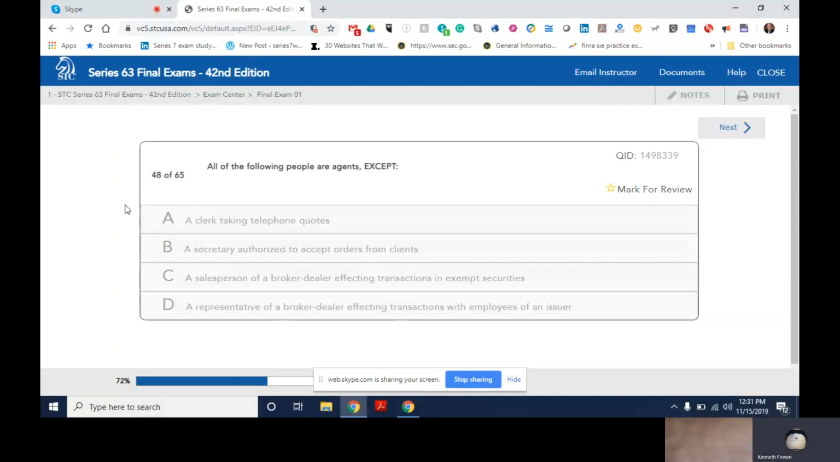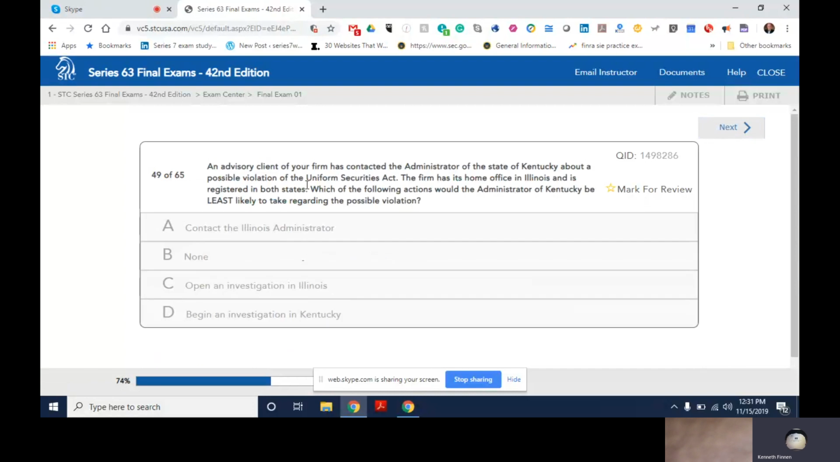Everyone's an agent, but what about a clerk taking telephone quotes? No, they're not. Accepting orders, a secretary taking a quote, that's not an agent. A salesperson affecting transactions, working for a broker-dealer, you are an agent. So a clerk taking a quote means nothing, you're a secretary.